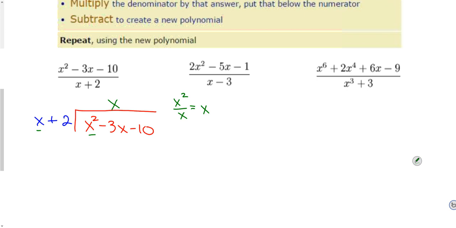Now, anytime we put something on the top line, we have to multiply it to this stuff. But the thing is, there's 2 of them, so we're actually going to have to distribute. So we do x times x, that's x squared. And then x times positive 2, that's positive 2x.